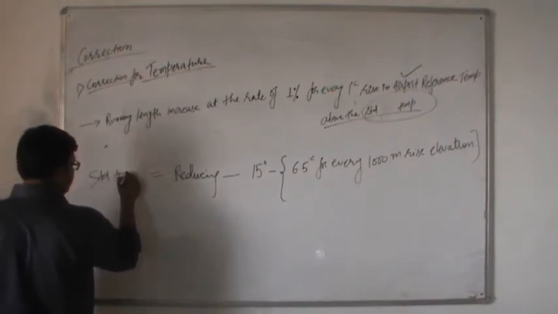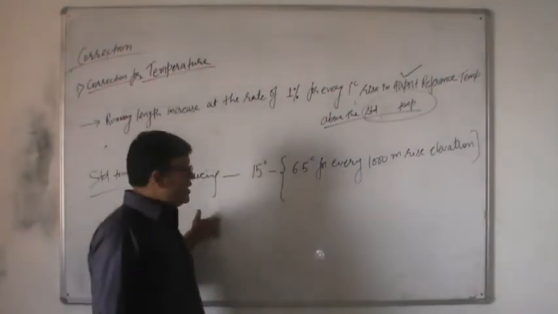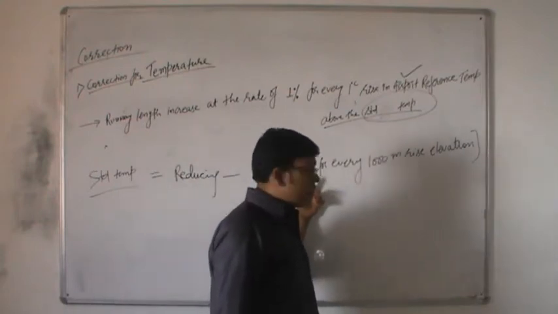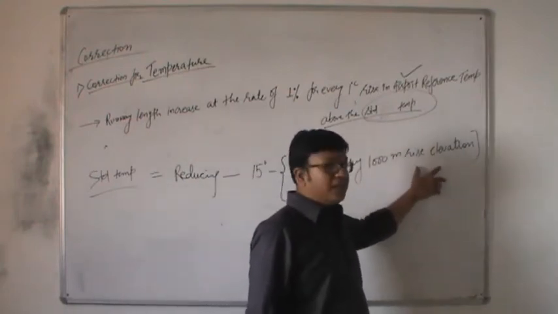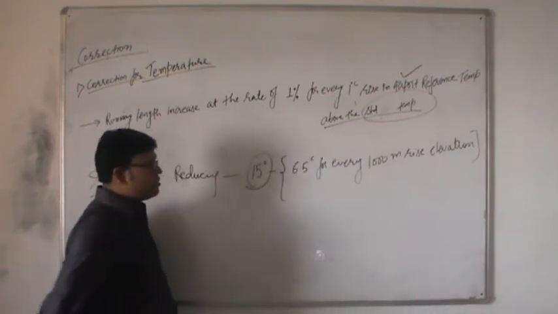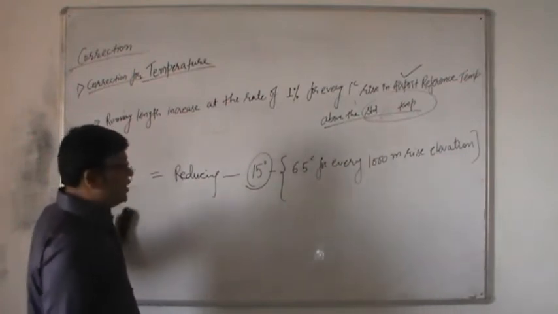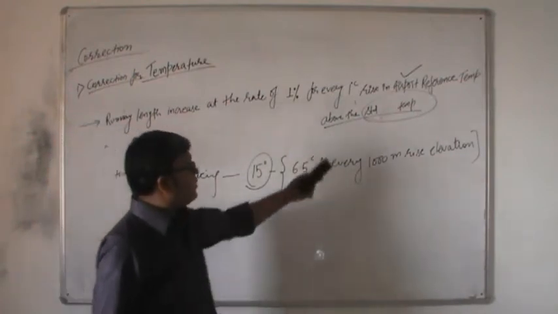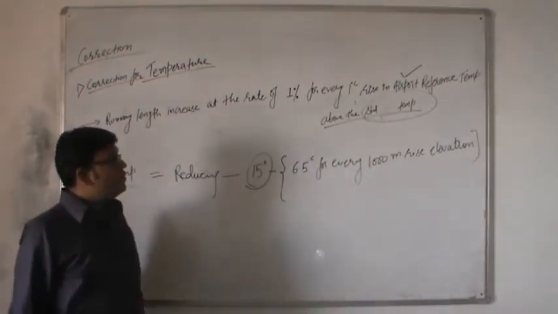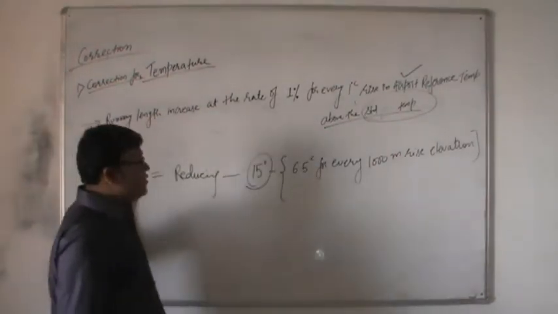The standard atmospheric temperature can be found by reducing the standard mean sea level temperature at the rate of 6.5 degrees centigrade for every 1000 meter rise in elevation. The standard mean sea level temperature is 15 degrees centigrade. So like this we can find out the standard atmospheric temperature for the airport. So once we get this, we get the airport reference temperature also. By applying 1% for every 1 degree centigrade rise, we can find out the correction for the temperature.